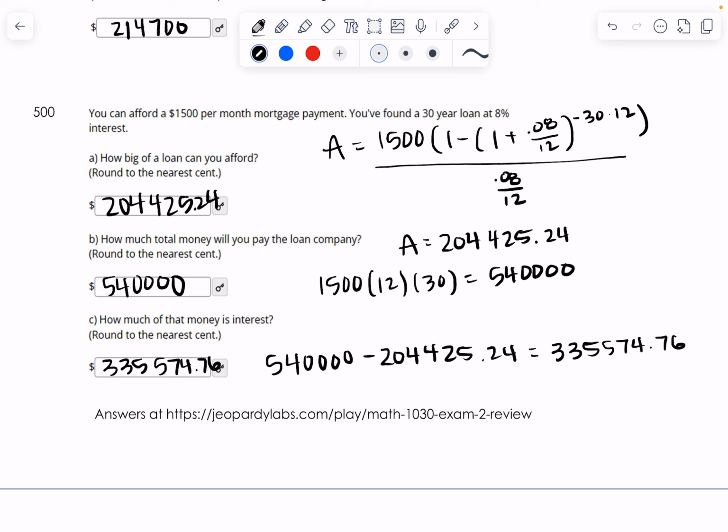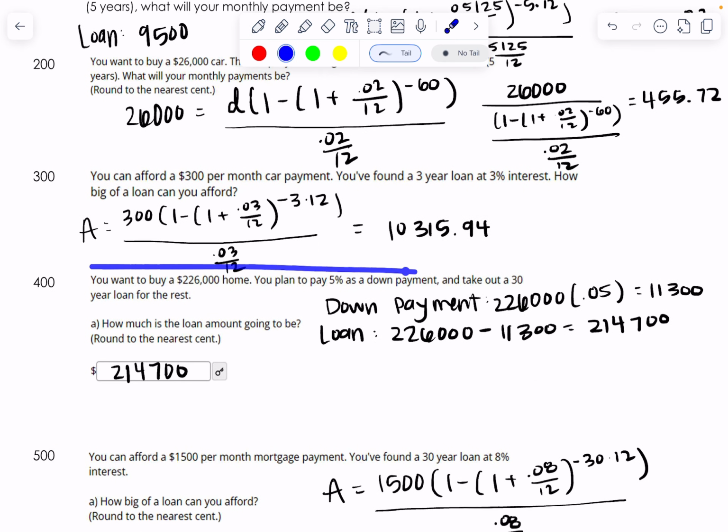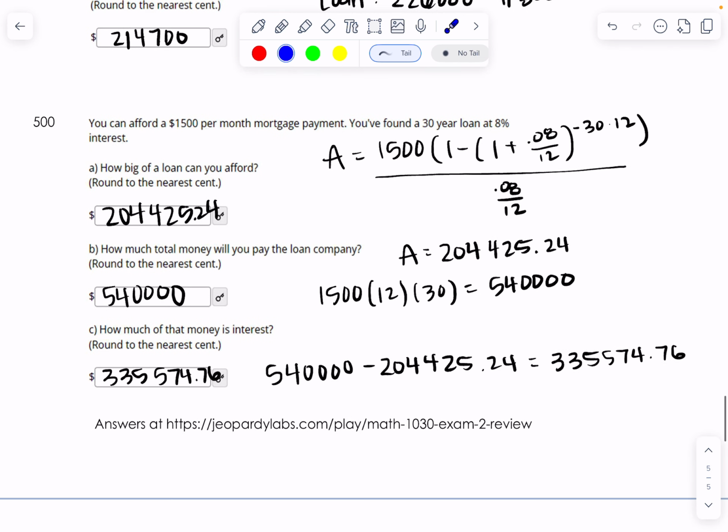Again, with loans, you might need to find the loan amount like this or the payment amount. Okay. And then how much did you pay? How much of that is interest? Those are the only type of questions that you'll see for loans. So overall, if you feel confident with all of those questions, then you should do great on your exam on Thursday.